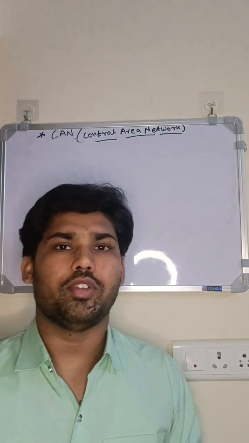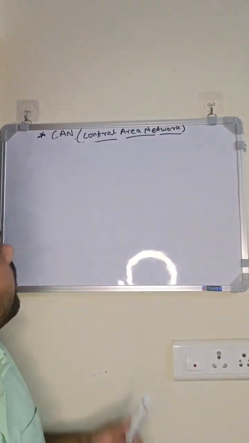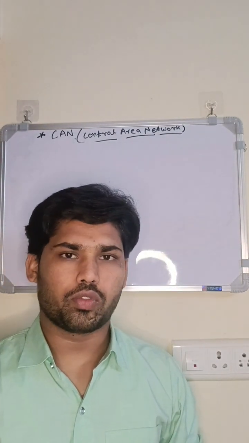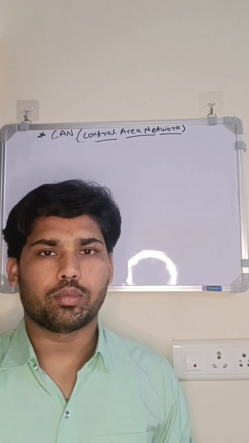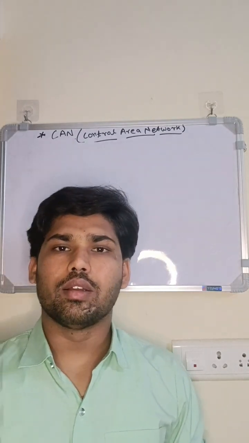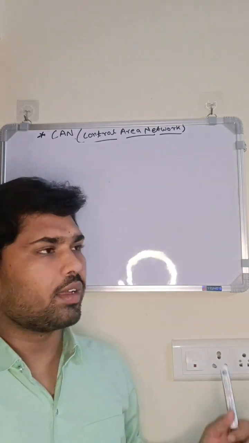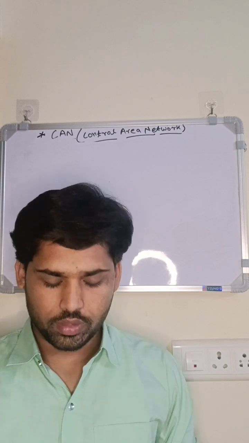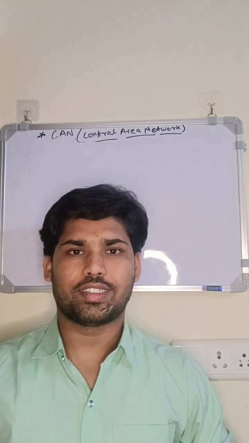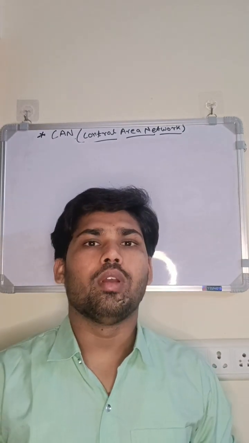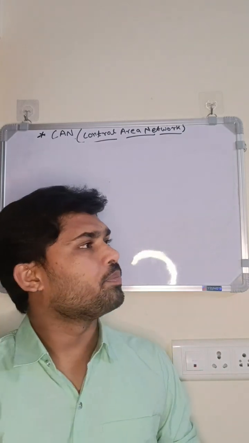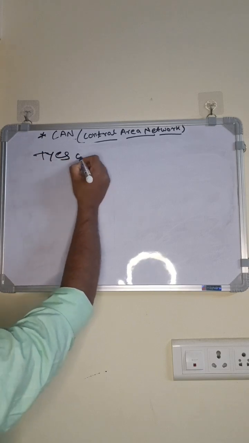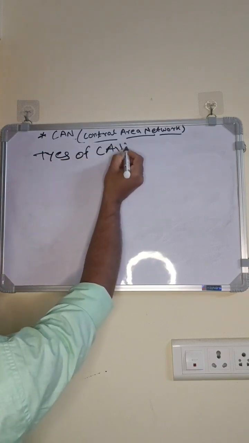So in the last video, we discussed the CAN, Controller Area Network. As I said, there are four types of CAN frames: data frame, remote frame, overload frame, and error frame. Yesterday in that video, we already discussed the data frame and remote frame. In this video today we are going to discuss the rest of the types, like the overload frame and error frame. Types of CAN.